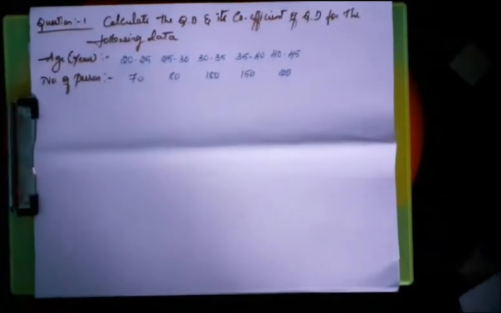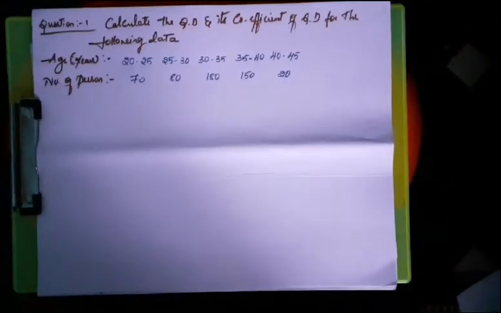Look at the question. Calculate the quartile deviation and its coefficient of quartile deviation for the following data. Age they have given 20 to 25, 25 to 30, up to 40 to 45, and the number of persons they have given 70, 80, 180, 150, 20.